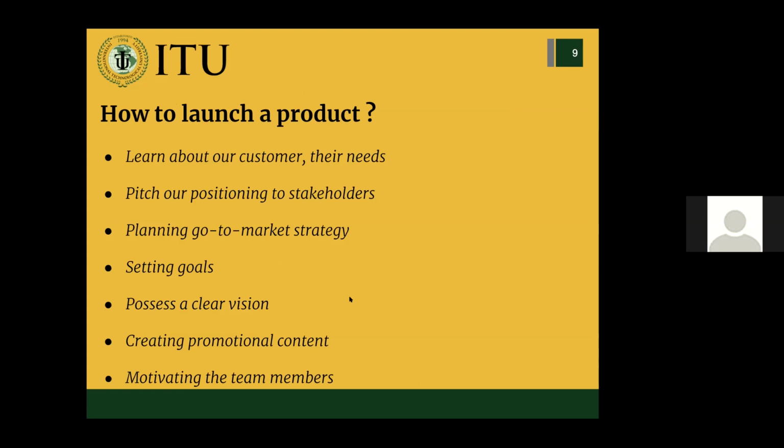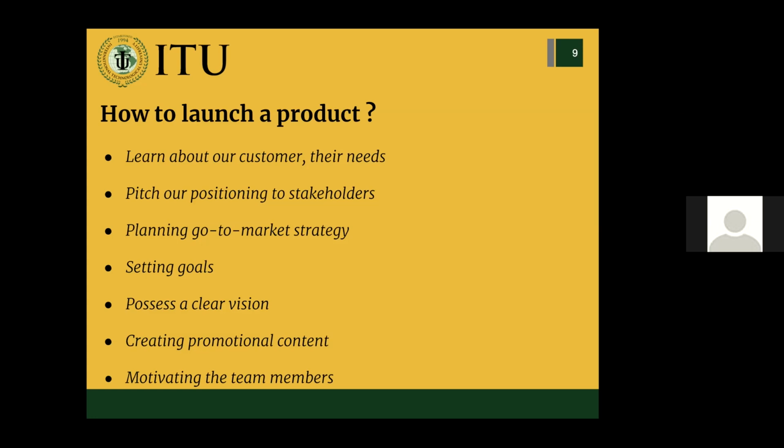How to launch a product? We need to understand our customer needs. As I said before, we need to take user interaction, user flexibility, and their point of view into consideration. That's how we can launch or market our product efficiently. We need to have a good pitch in front of stakeholders. We need to make a stand in the market that our product is efficient and can definitely prove to be beneficial.